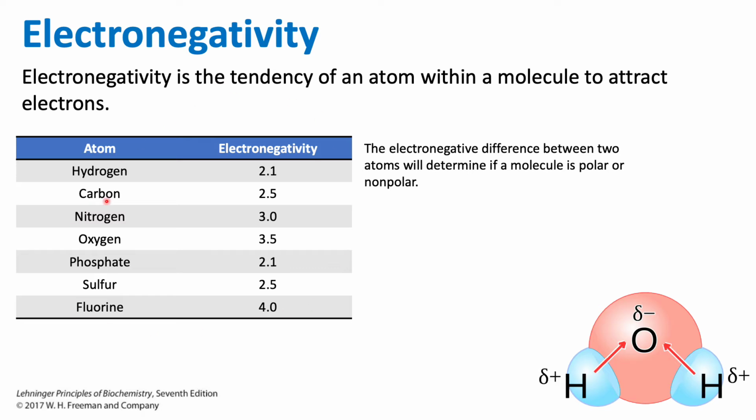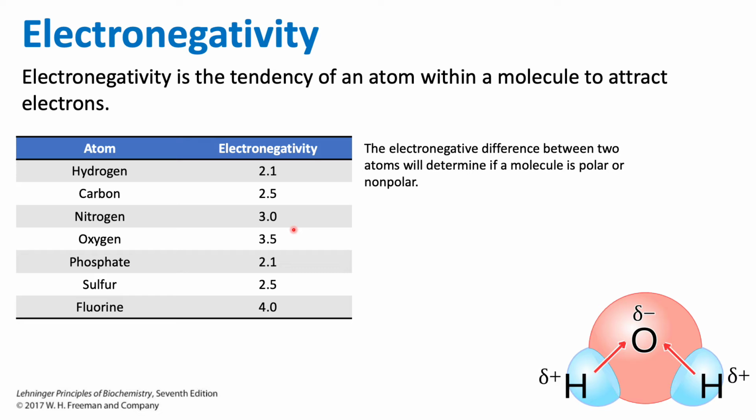So if we take a look at the electronegativity values, we can see that hydrogen has an electronegativity of 2.1. If we compare that to oxygen, which has an electronegativity of 3.5, we would say that oxygen has a higher electronegativity compared to hydrogen. And that is because oxygen has a greater tendency to attract electrons.